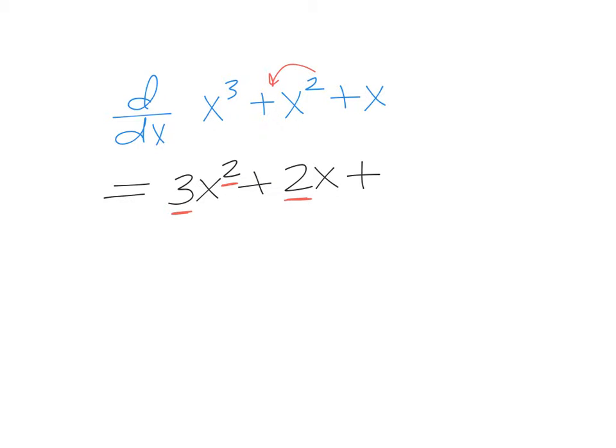Now, does anyone have an idea of what the derivative of x would be? It is 1. Okay, it's 1, because the power was 1, and it falls down, and now it would have a power of 0, which just means no x, so it's just 1. And that's the derivative of that.